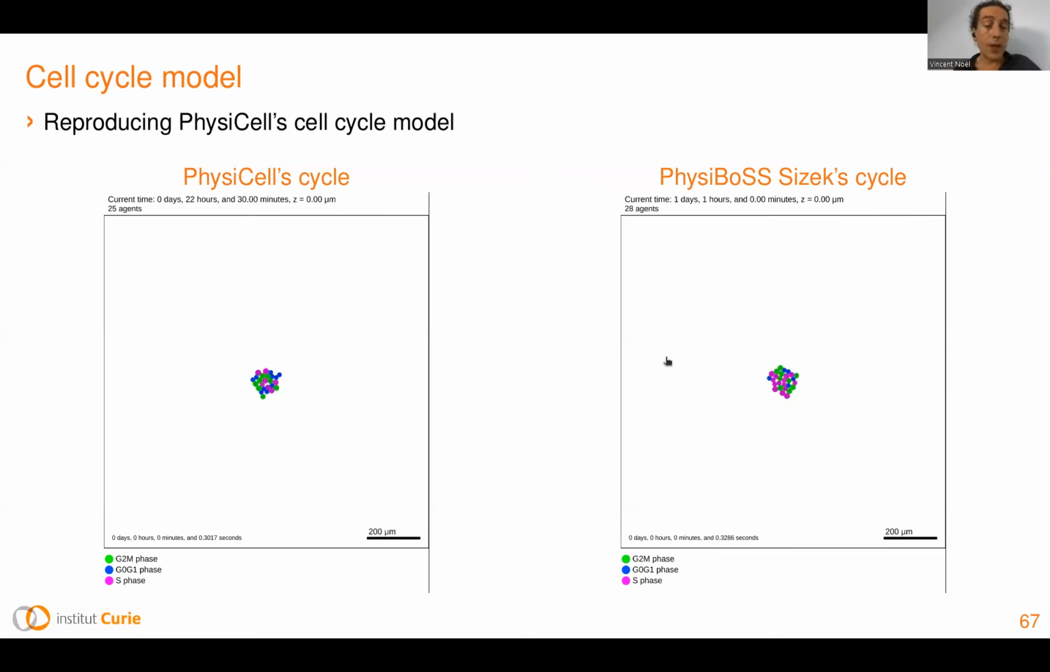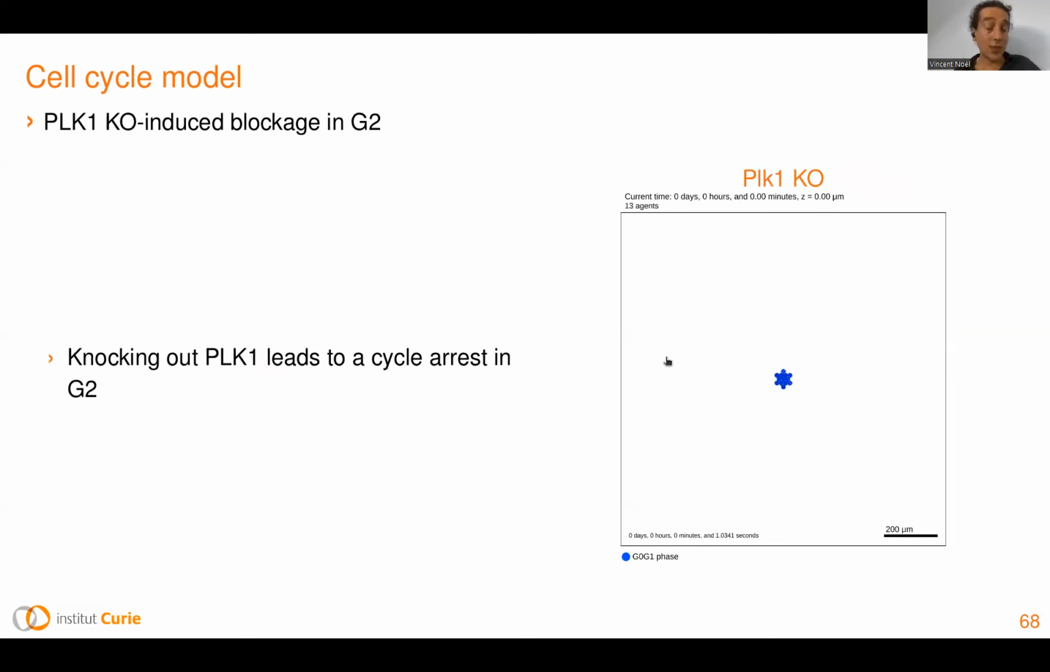And now that we have this type of model, what we can do also is to introduce some mutants, because, for example, in many types of tumors, you will have mutants affecting the cell cycle, and we wanted to be able to reproduce this inside PhysiCell. And that's one of the things we can do easily with this Boolean controlled cell cycle.